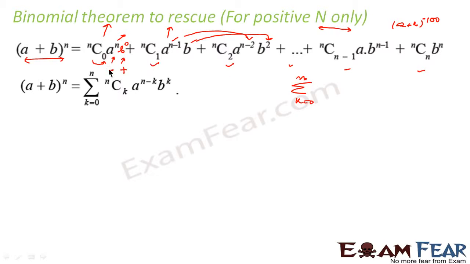If you want to find the last term, this becomes nCn, k is equal to n, and a to the power n minus n is equal to 0. So a to the power 0 is equal to 1 is gone, and b to the power k becomes b to the power n. And that's what the last term is. The last term is nCn b to the power n. So we can also write (a + b) to the power n in this form, where we say summation of nCk a to the power n minus k b to the power k, where k goes from 0 to n.